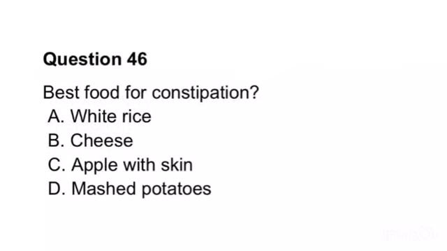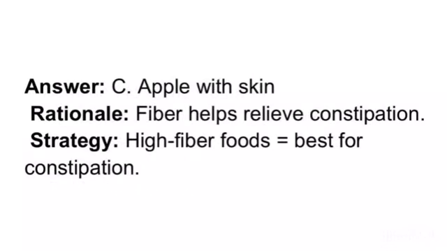Question 46. Best food for constipation? A. White rice. B. Cheese. C. Apple with skin. D. Mashed potatoes. Answer: C. Apple with skin. Rationale: fiber helps relieve constipation. Strategy: high fiber foods equals best for constipation.